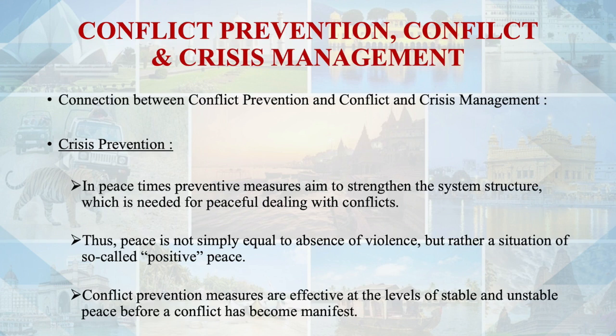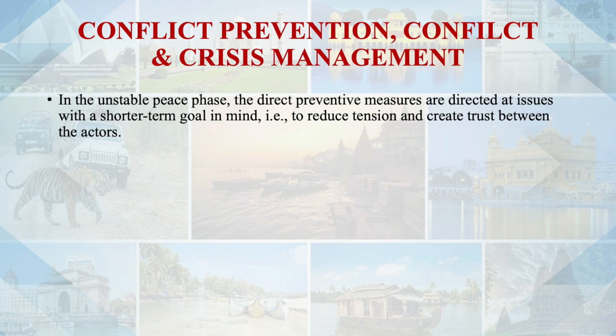Conflict prevention measures are effective at the level of stable or unstable peace, before a conflict has moved to a higher level. So we can say that we can look for prevention of the conflict only in the stage of stable and unstable peace. In the unstable peace phase, direct preventive measures are directed towards achieving short-term goals, not long-term goals. So when the objective is achieving a short-term goal, it can be achieved only in unstable phases where we can go for direct preventive measures.